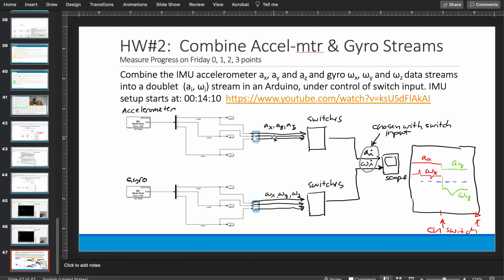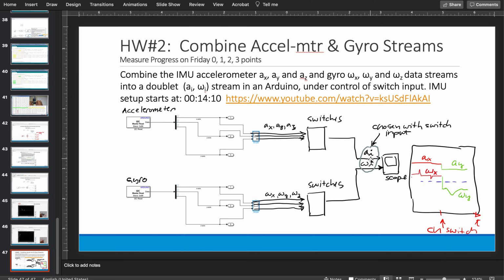As I mentioned earlier, you're going to have the accelerometer and the gyro interface to a scope, and the accelerometer is putting out accelerometer data in the X, Y, and Z directions. The gyro is doing the same. You're going to construct switches that are going to allow me to do the following.